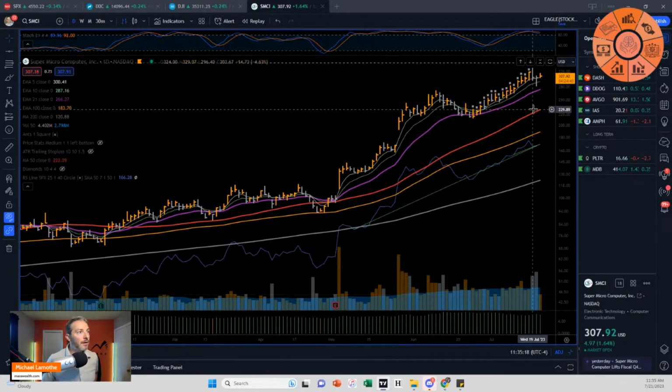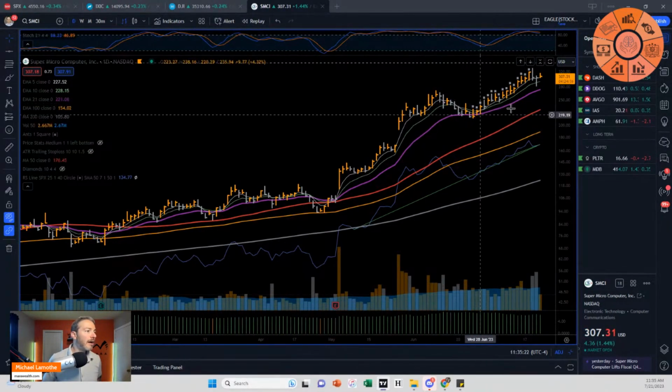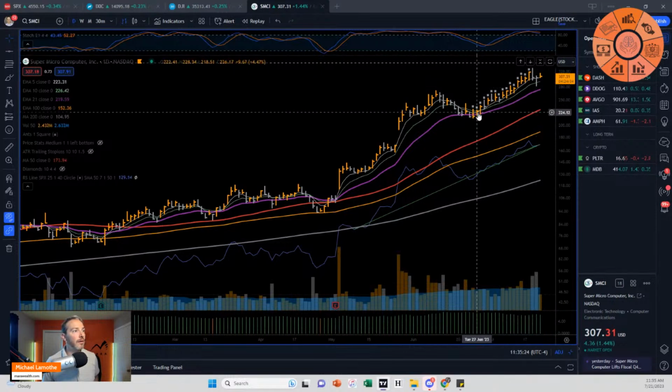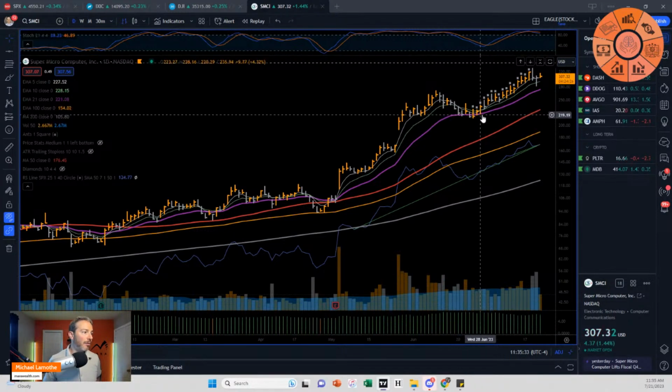But basically, what I wanted to share was that when I entered this trade, I had a couple of entries on this. The most recent one was down here, right as price was consolidating along that purple line, the 21-day exponential moving average, and lifting off of it right there.